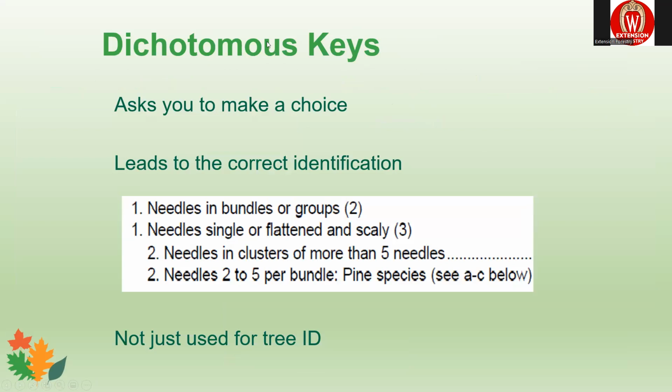All right, so the type of key we're using is a dichotomous key. Dichotomous means divided into two parts. So starting each question is going to make you choose between two options. So in this example, needles in bundles or groups, or needles are single or flattened and scaly. So that's what you choose at first.